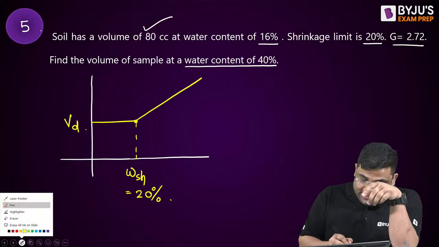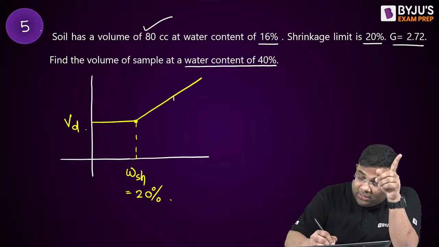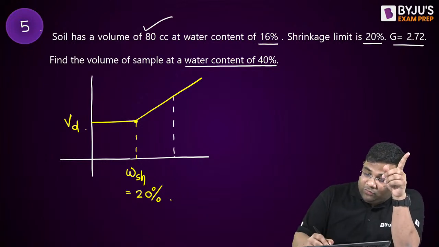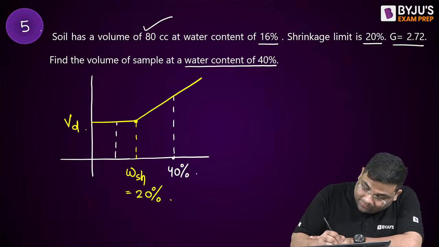Now you see two more water contents are given. One water content is given at what? 40%, right? So that water content of 40% is over here. Another water content is what? It is given 16%, right? So it is somewhere here, right?